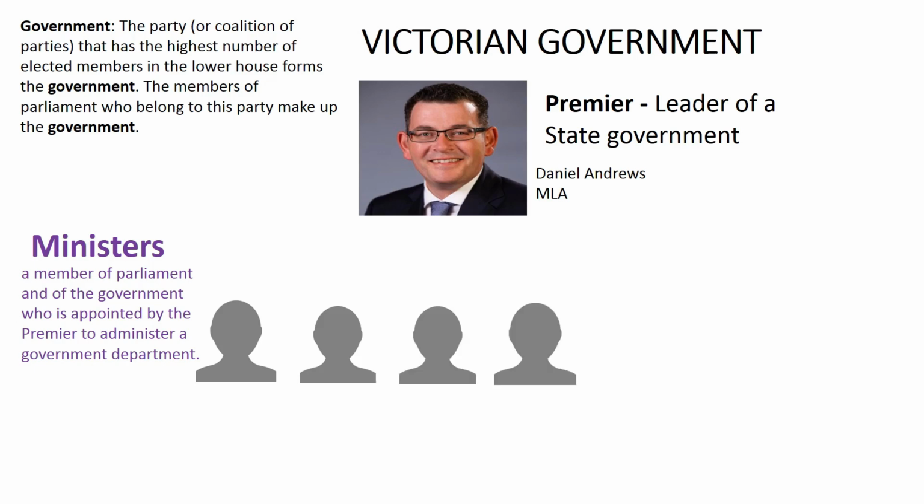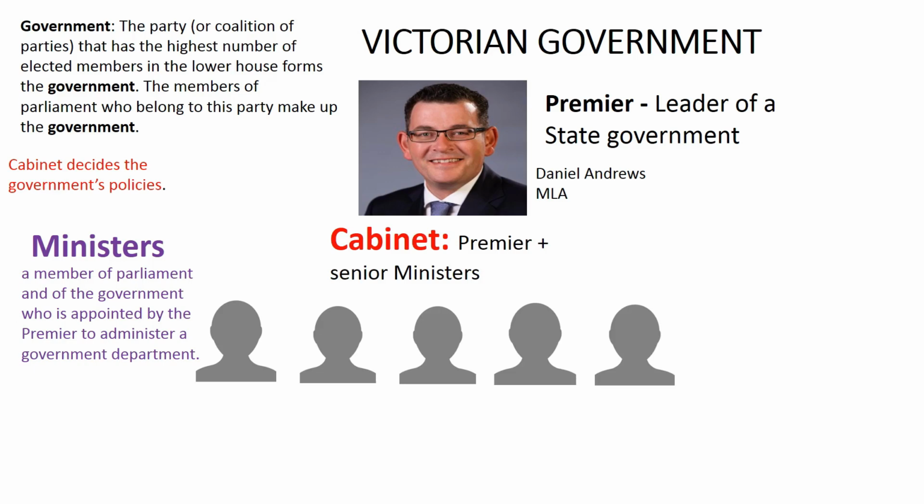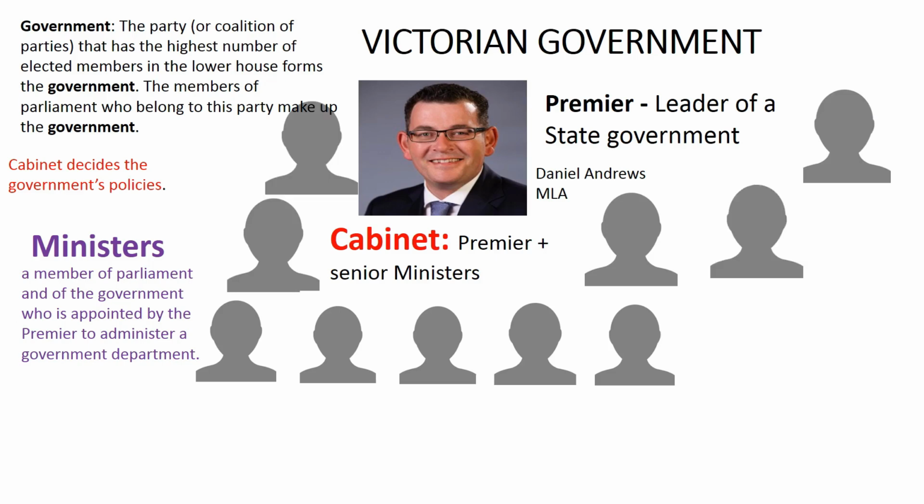And Daniel Andrews has appointed a number of ministers. Now, some of those ministers are senior ministers. That is, they are ministers who have been given particularly important responsibilities. So, for example, in Victoria, we have the Minister for Health, who's responsible for Victoria's hospitals. We have the Minister for Education, who's responsible for Victoria's school system. And we have the Treasurer, who is responsible for looking after Victoria's money. These are all senior ministers, and together with the Premier, they make up the Cabinet.